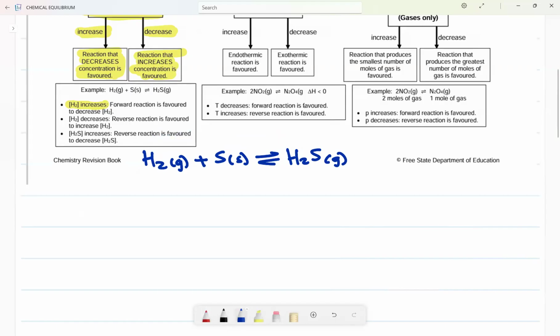Cool. Second one, H2 decreases. Can you see now the forward direction is favored? Okay. Can you see now? We are confirming now forward direction is favored. Now let's look at H2.